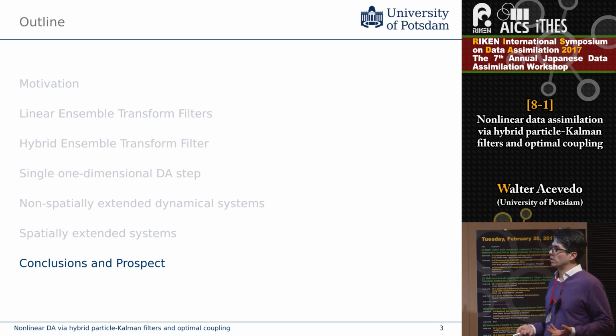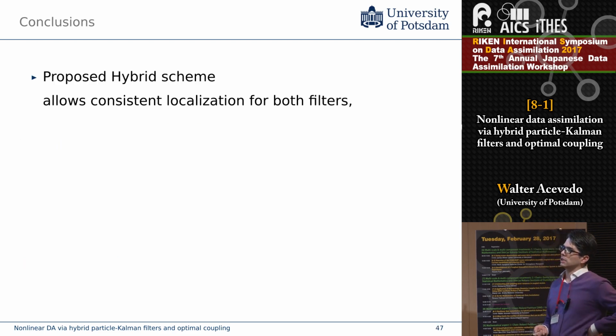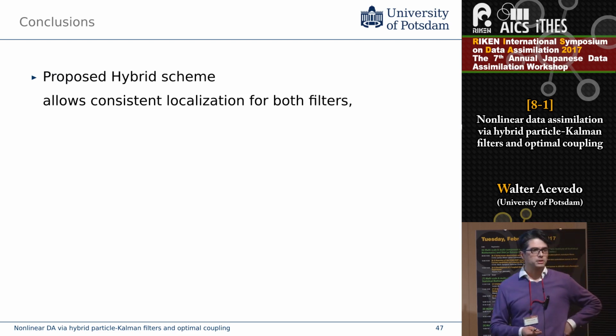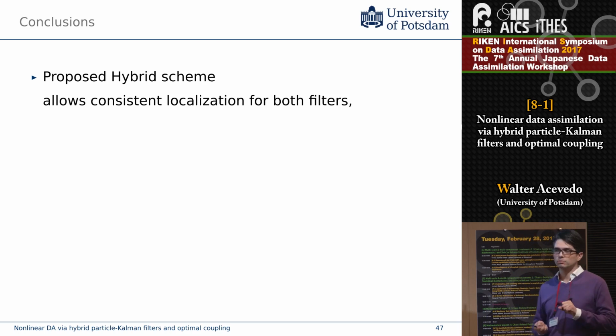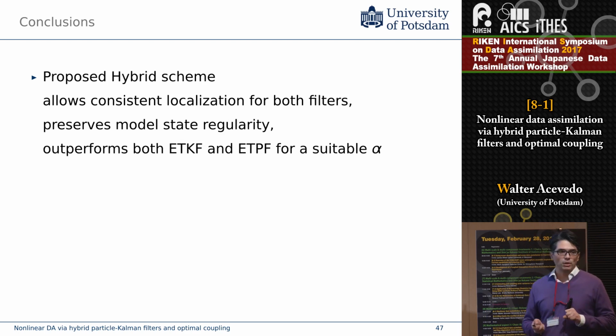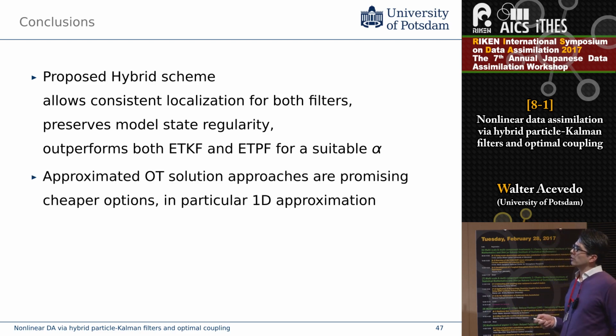Okay, so to sum up, we have found that this proposed hybrid scheme allows consistent localization of both filters because of this common transfer structure. Also, the regularity of the fields is preserved. We don't destroy it, which is very important, given that the random numbers involved do not depend on space. Additionally, we saw that we can outperform particle filter and Kalman filter if we set this alpha parameter well.